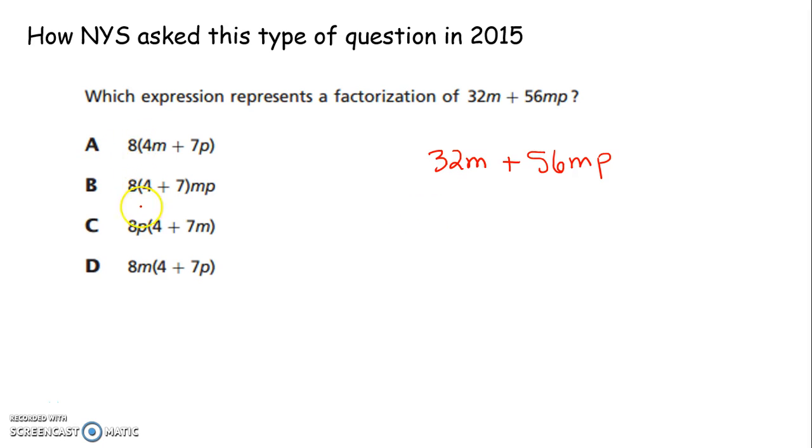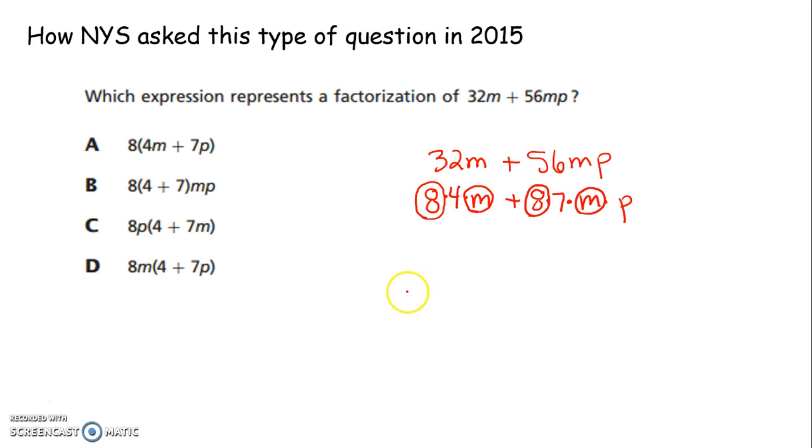Well, as I look at this, I see there's an 8 in common to each. So I'm going to rewrite 32 as 8 times 4 times m, plus 56 is 8 times 7 times m times p. Then I look, what can be pulled out front? What's common to both? Oh, there's an 8 common to both and an m common to both. See how you have a matching 8 and a matching m in both parts.